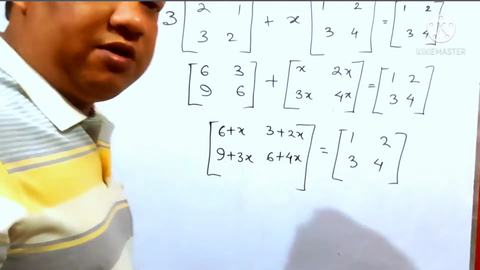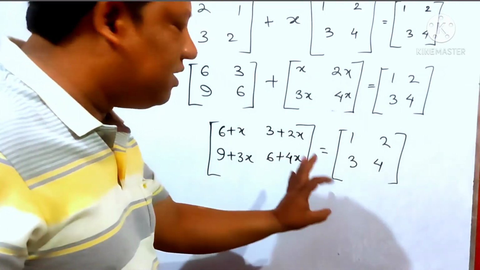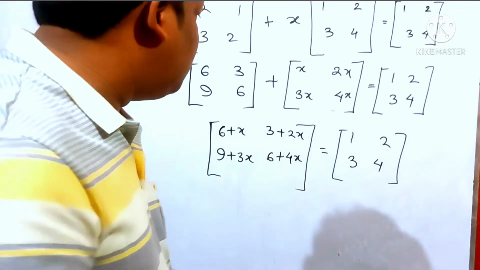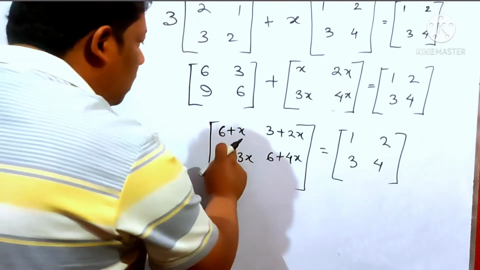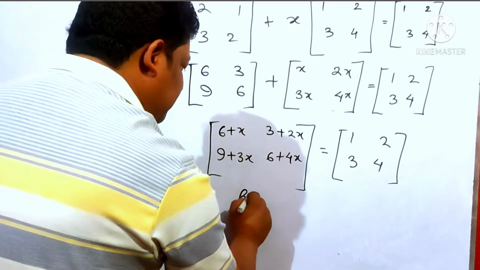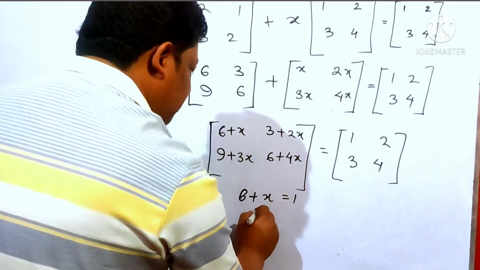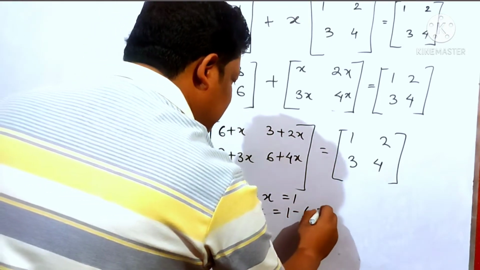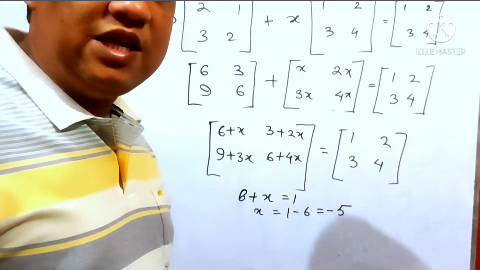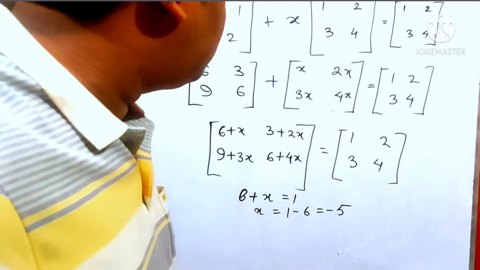Any one you just compare. Here I give one example, and from this example you have to learn how to solve the questions. So in these cases, just compare the first one. 6 plus x equal to 1. Therefore x equal to 1 minus 6. You get how much? Minus 5. And this type of questions are in the next exercise 3.2.